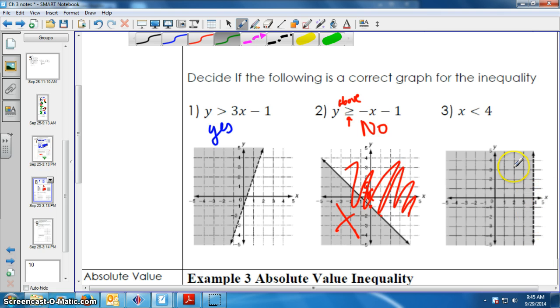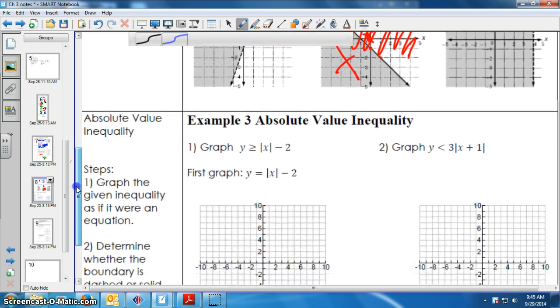Next, x is less than 4, so that's going to be our going through the x-axis at 4. That's correct. Dashed line because there's no line underneath there. That's correct. X is less. So that means we want to shade, and since it's a straight up and down line, we think left as less, just like a number line. So yes, that one is correct.